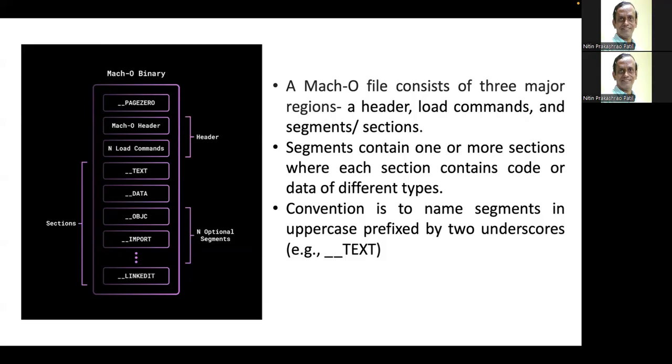One can see in this diagram that there are multiple sections added. For example, __text contains the program's code, that is, executable instructions. Further, __data contains the program's global variables and other data. And there would be a few other sections added as well, such as objc, import, and so on.